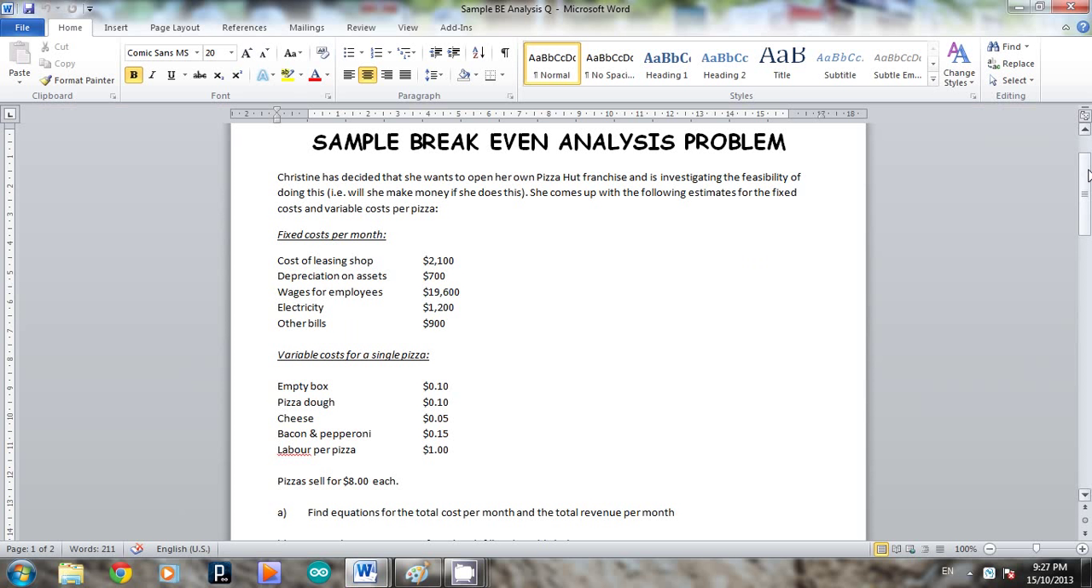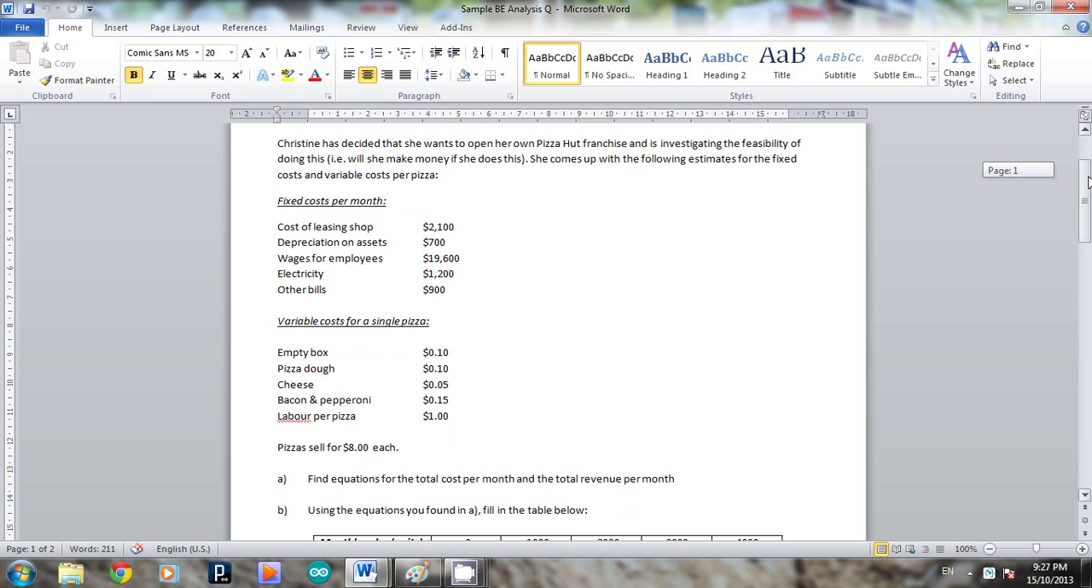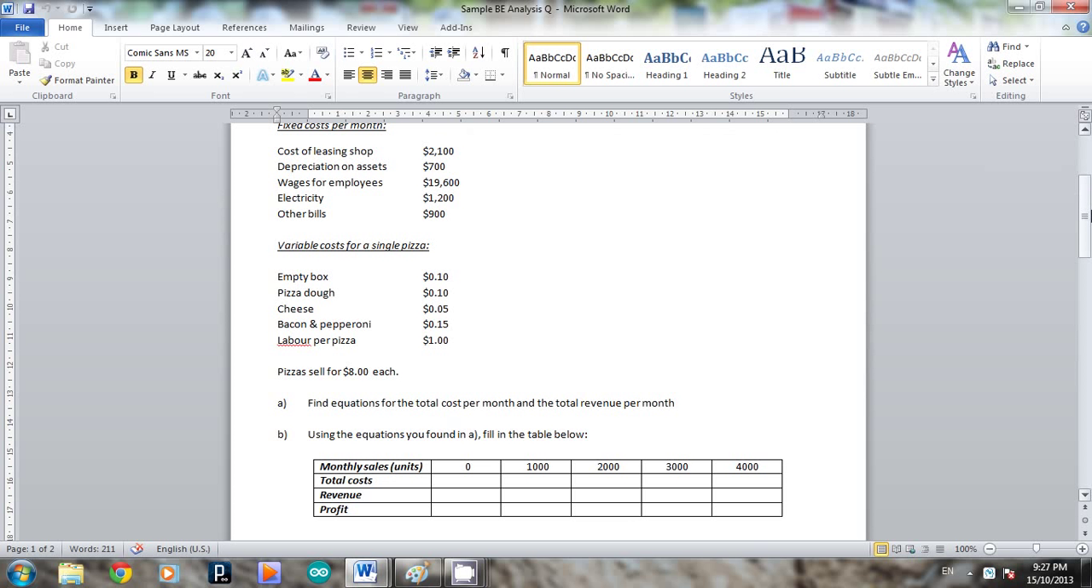So these numbers are just made up. I have no idea if they're realistic or not, but she's come up with the following estimates for the fixed costs and variable costs per pizza of running this business. And this is for a month at a time. So your fixed costs per month are the cost of leasing the shop, depreciation on assets in the shop, like fridges, cookers, computers, wages for the people who work in there, electricity and other bills.